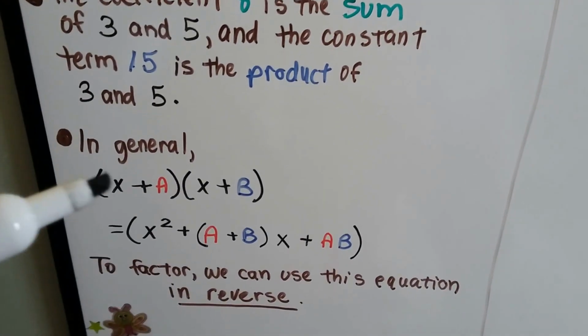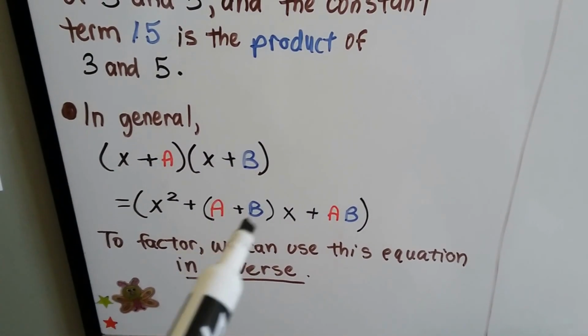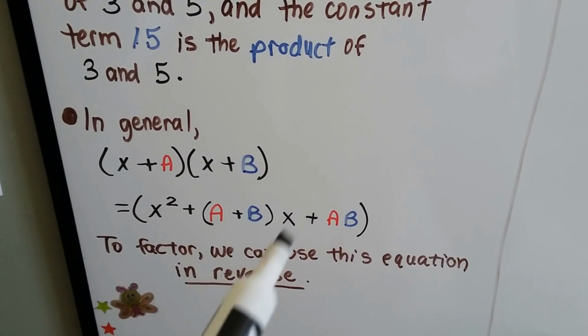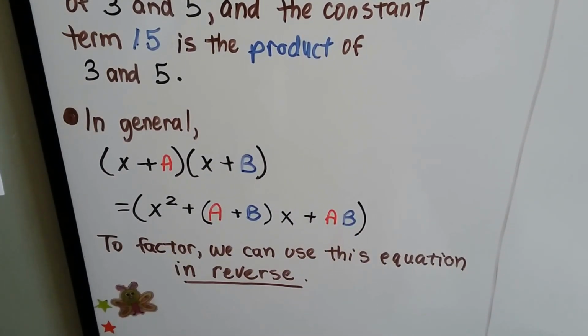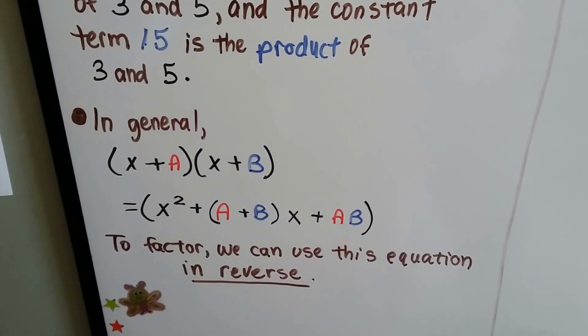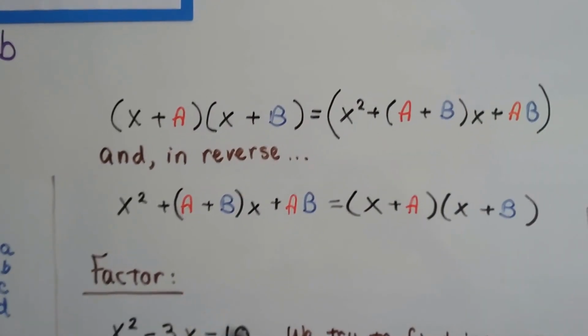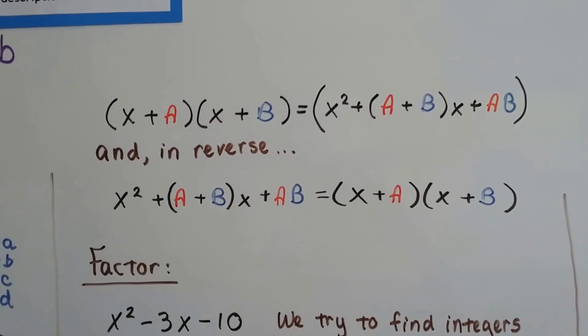So in general, x plus a, x plus b, we've got this right here is the sum of a and b, and the constant in the back is the product of a and b. When we factor, we can use this equation in reverse. I'll show you. So here's the equation on top, and I reversed it on the bottom here. So you do parentheses right here, they're down here, and now this big guy is up in front.